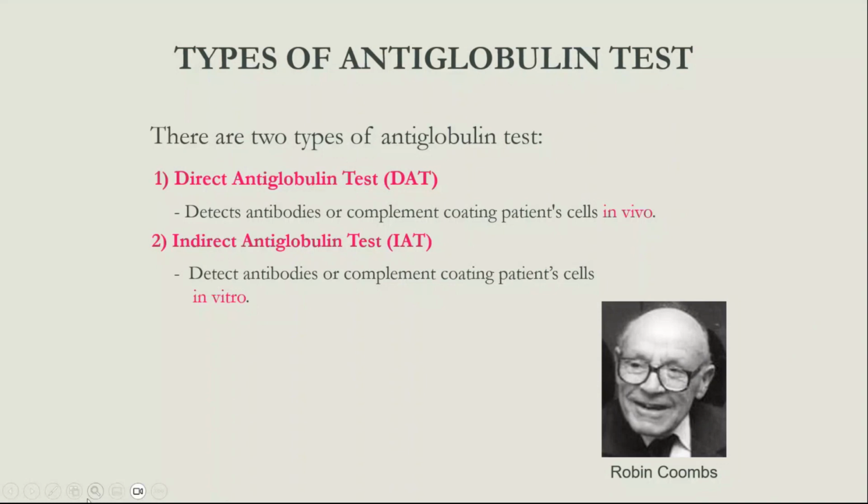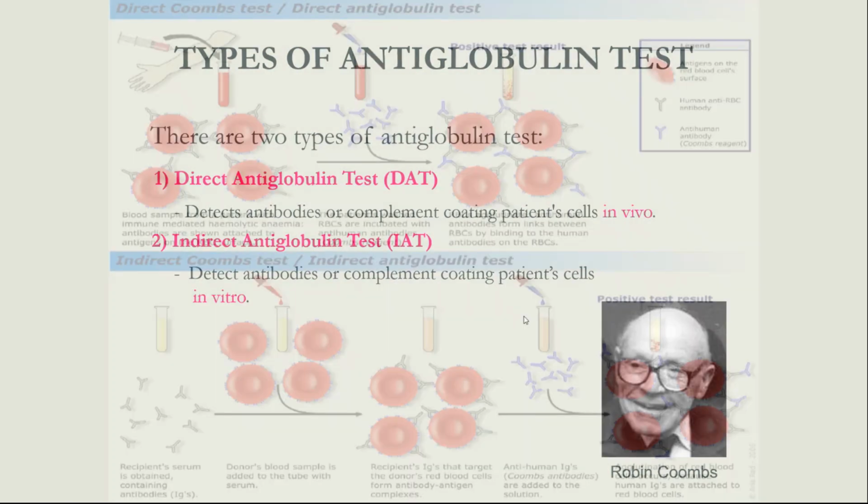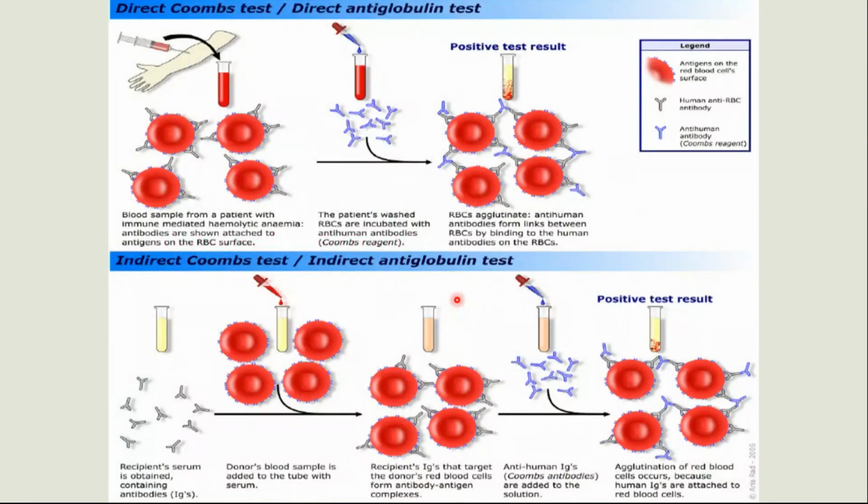Okay, there are types of antiglobulin tests. There is the DAT, direct antiglobulin test, to detect antibodies or complement coating patient cells in vivo. Okay, the indirect antiglobulin test detects antibodies or complement coating cells in vitro. Okay, this is the difference between in vivo and in vitro.